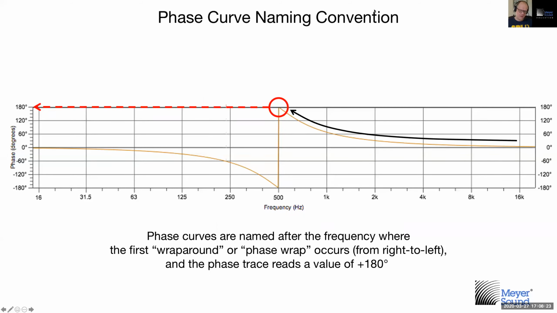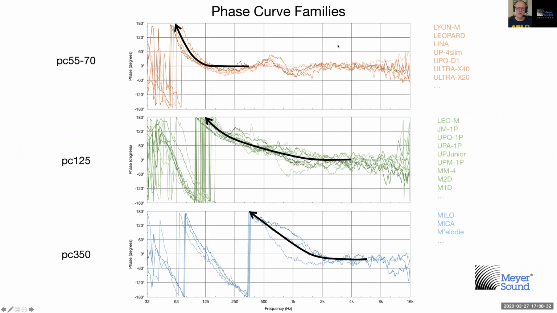Meyer Sound is always trying to improve the native phase response. That being said, of all the products in our portfolio, you could categorize them basically in 3 classes or in 3 phase curve families if you want. This is not all loudspeakers in our inventory. This is mostly the loudspeakers that are being used in touring sound and installation work, but this is a vast majority of the products in the Meyer Sound portfolio.